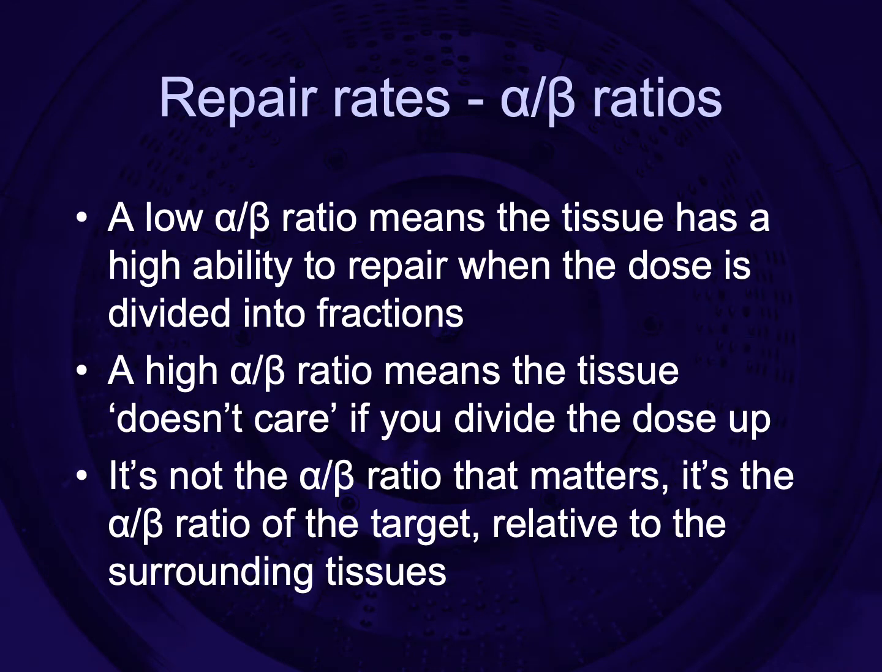So what do alpha beta ratios mean? A low alpha beta ratio means that the tissue has a high ability to repair when the dose is divided into fractions. If a tissue has a high alpha beta ratio, it means that the tissue doesn't care if you divide the dose up. However, it's not the alpha beta ratio that matters. It's the alpha beta ratio of the target relative to the surrounding tissues.